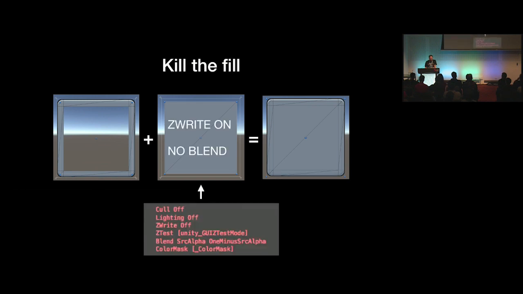As a quick trick, you can get the built-in shaders from Unity, pop them open, take out Z-Write, and take out blending. So your middle part now writes to the Z buffer, and anything that renders behind it will be discarded because it's writing to the Z buffer.